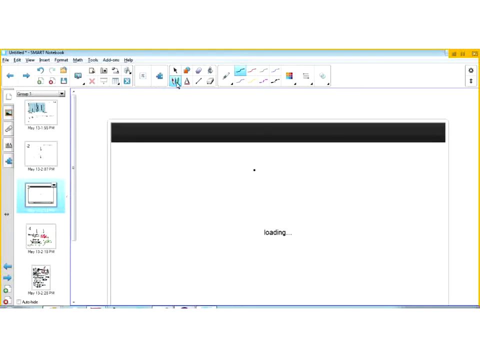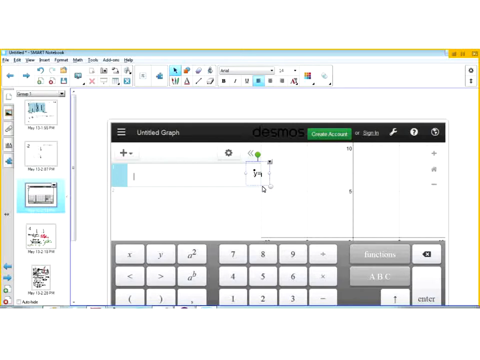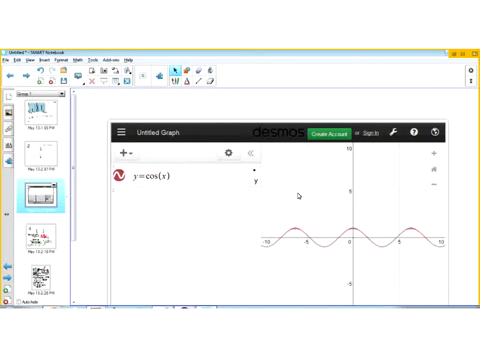Let me delete this. And we'll say y is equal to cosine x. Here we have our cosine function, and we're interested in what happens as x, or in this case theta, approaches 0 from either direction.